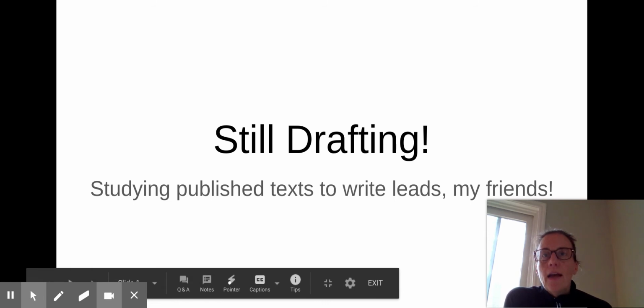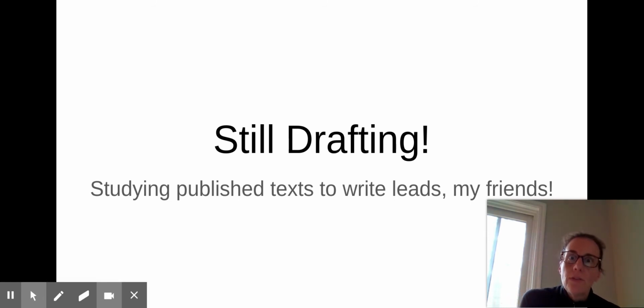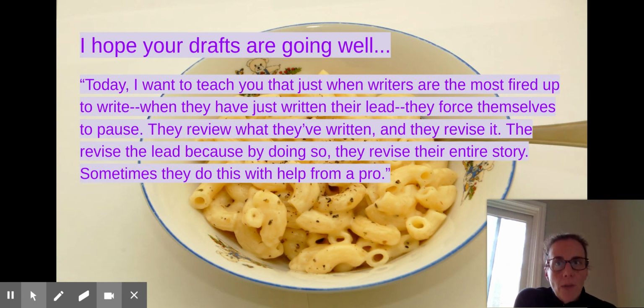So the idea is that you are still drafting your rough draft, right? And one of the ways that we can improve our writing is by studying published text to write leads. Now, we are talking about the genre of realistic fiction, but these can very easily happen in all genres of literature, including poetry, including nonfiction. If we like a way a writer writes, regardless of the genre, I think it can still happen. So I hope your drafts are going well.